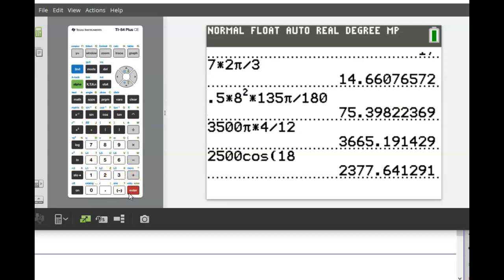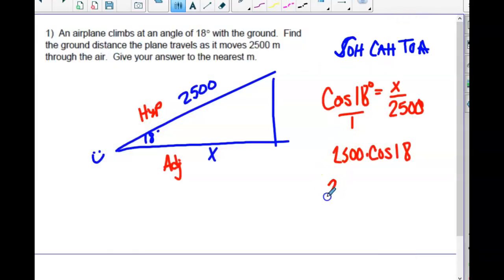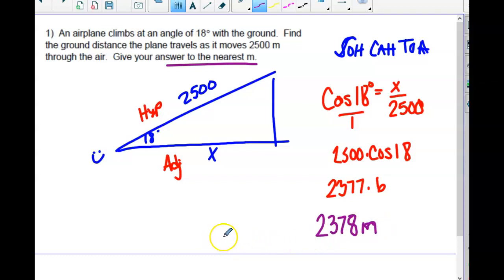I got 2377.6. Making sure my calculator is in degrees, okay? Now the directions to this particular problem say round to the nearest meter. So that would round to 2378. I don't know what it says tomorrow on the quiz. I don't remember if it says nearest something or 10th. If it doesn't say, just go with 10th. Questions?